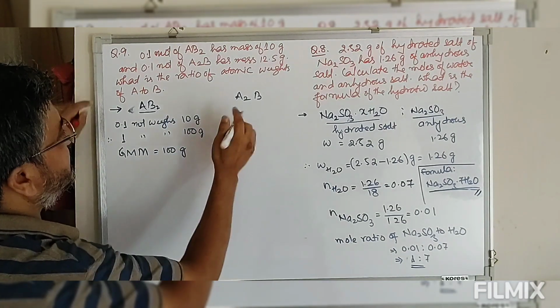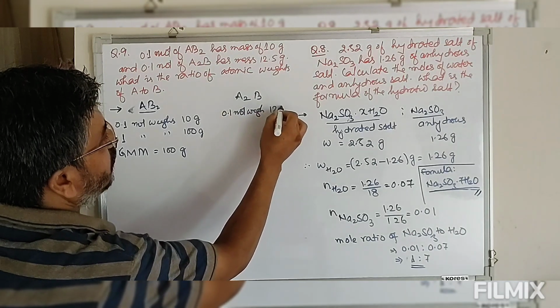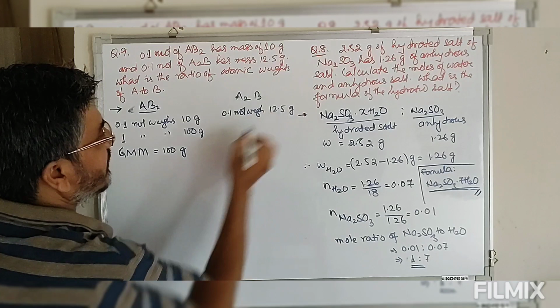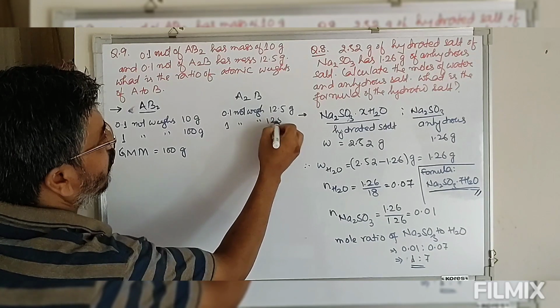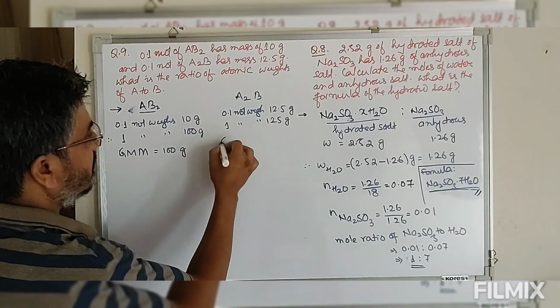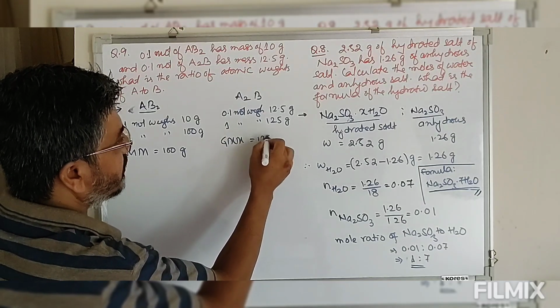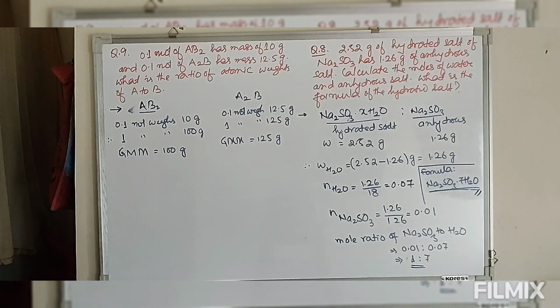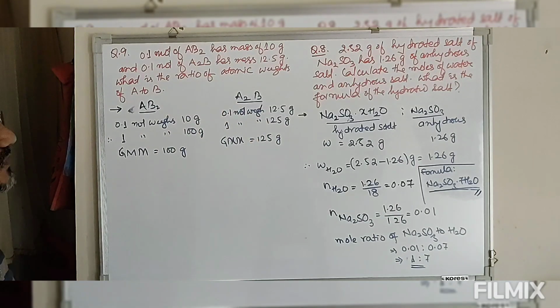On the other hand, look at this. 0.1 mole weighs 12.5 gram. So therefore 1 mole will weigh 125 gram. So therefore the gram molecular mass of A2B is equal to 125 gram. So now look at this. We have the gram molecular mass of AB2 and A2B from the mass of 0.1 mole. So the mass of 1 mole is what we call the gram molecular mass.